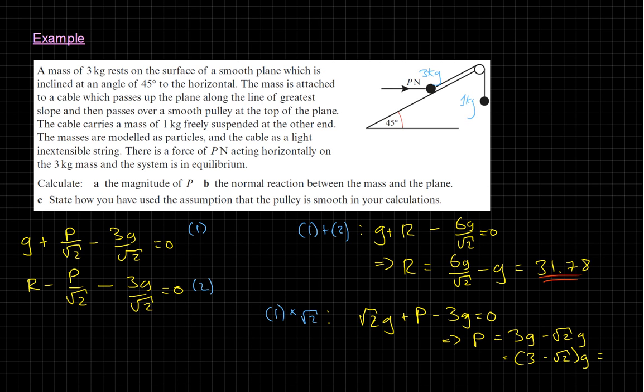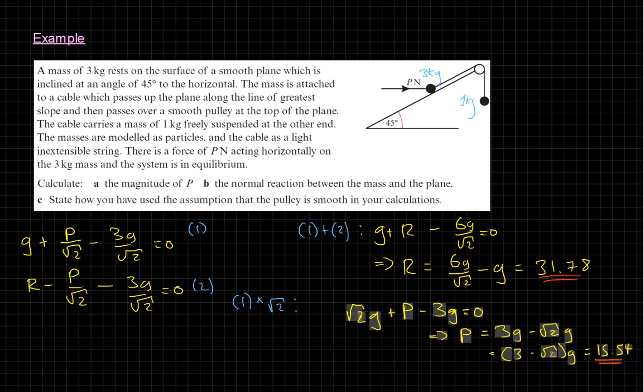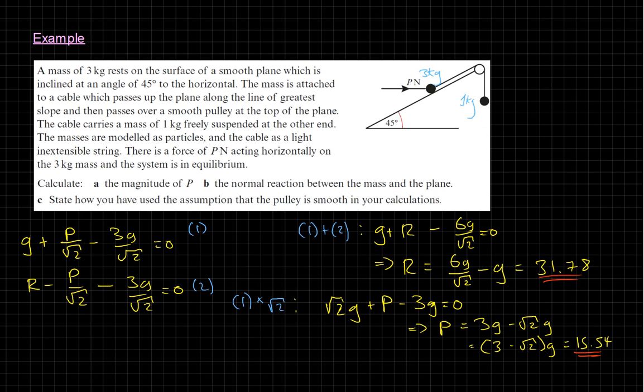What's that equal to on the calculator? 3 minus root 2 times 9.8. Right, I get 15.54. Just had to move this a bit because I've cut off the answer slightly. 15.54, that's the answer for the magnitude. Okay, so we've done both A and B. The way we did it was simply to resolve forces in two perpendicular directions, up the slope and perpendicular to the slope, equate them to 0 because it's in equilibrium, and solve the equations.